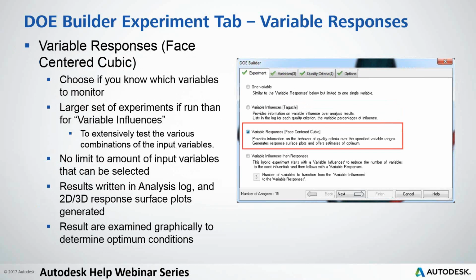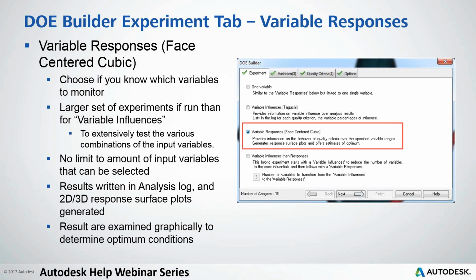The third DOE experiment option is the variable responses or face-centered cubic. If you know which variables to monitor, select the variable responses DOE to determine their effect on the quality criteria that you're interested in. In this experiment, a larger set of experiments is run than for the variable influences to extensively test the various combinations of your input variables.